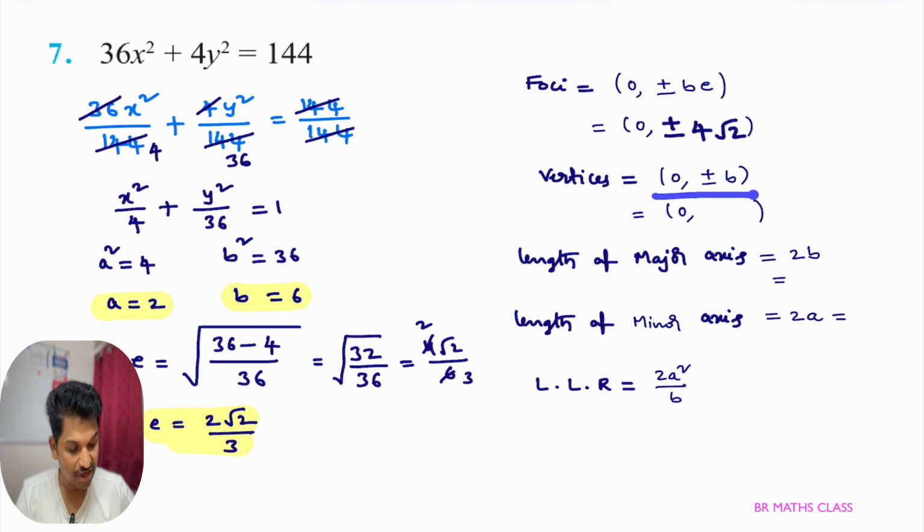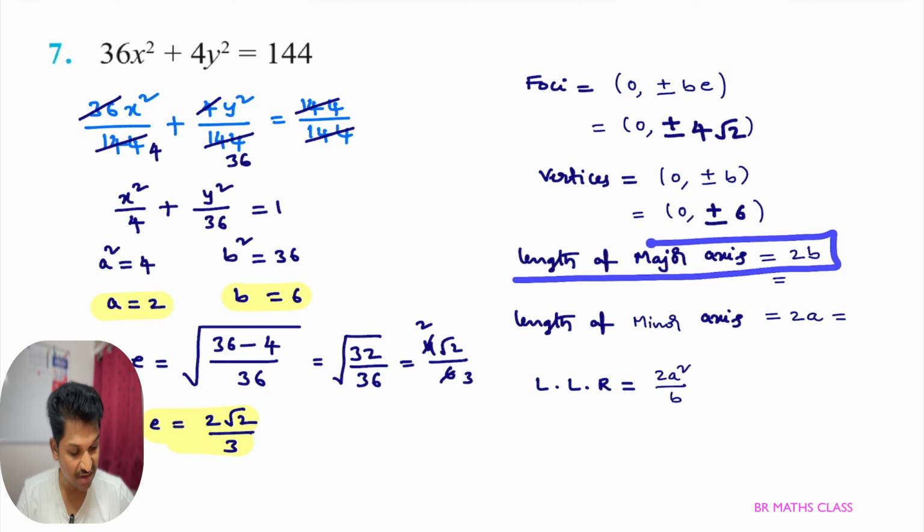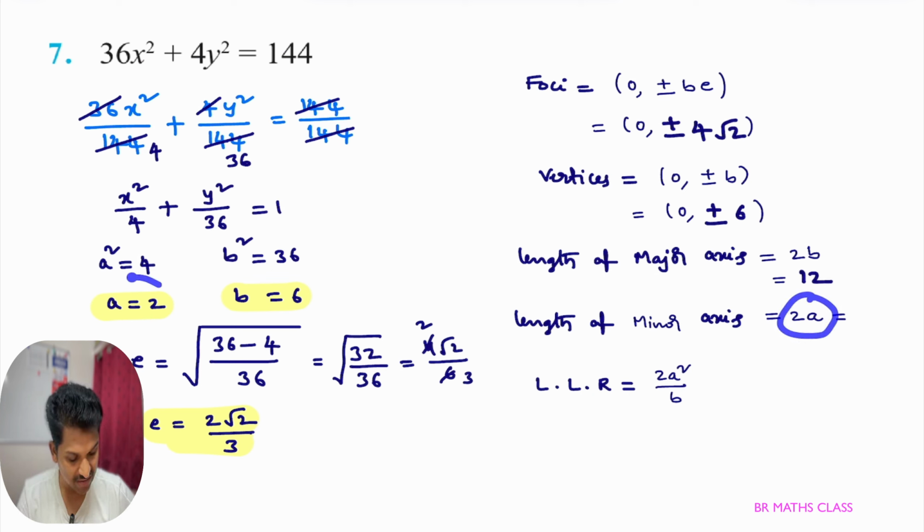For the second type of ellipse, the vertices formula is 0 comma plus or minus b. As b is 6, its vertices are 0 comma plus or minus 6. In the second type of ellipse, the length of major axis formula is 2b. Here b is 6, so 2 into 6 is 12. Similarly, the length of minor axis formula is 2a. As a is 2, 2 into 2 is 4.